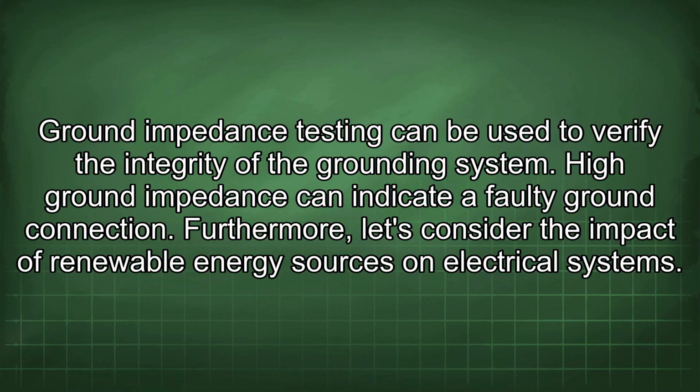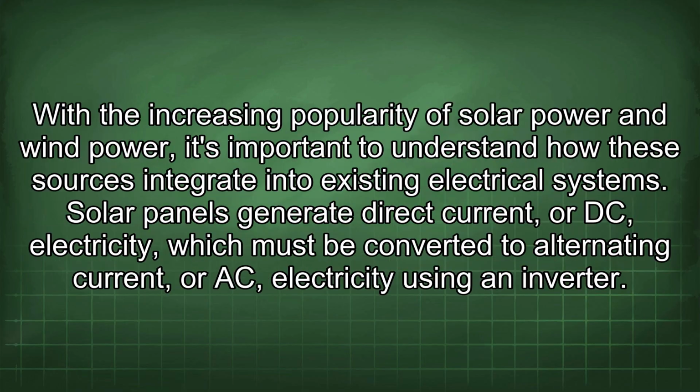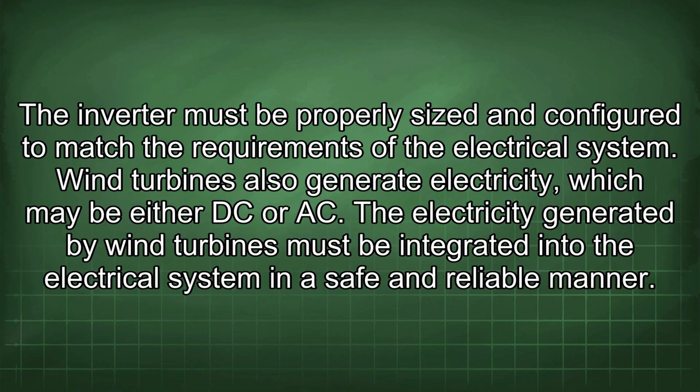Furthermore, let's consider the impact of renewable energy sources on electrical systems. With the increasing popularity of solar power and wind power, it's important to understand how these sources integrate into existing electrical systems. Solar panels generate direct current, or DC, electricity, which must be converted to alternating current, or AC, electricity using an inverter. The inverter must be properly sized and configured to match the requirements of the electrical system.